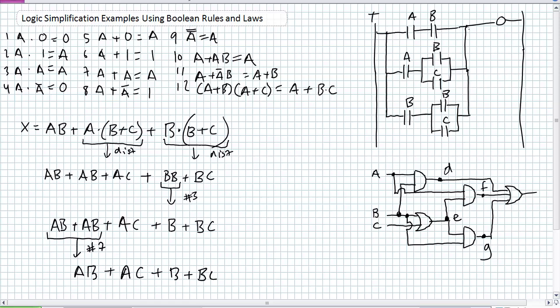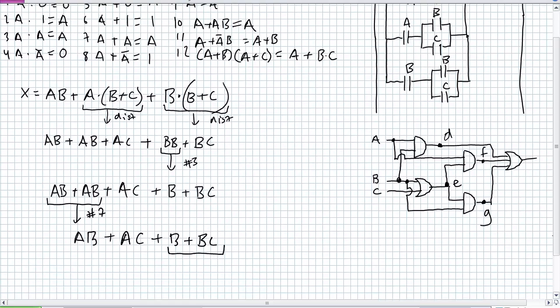Look around for another pattern. What about this guy right there? Something ORed with something ANDed with something else. That looks like rule 10 to me. A OR A AND B is equal to A. What about B ORed with B ANDed with C? Okay, what can I simplify that to? So number 10, that's going to simplify down to B.